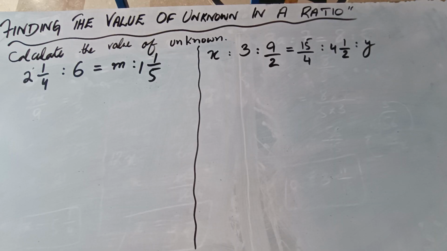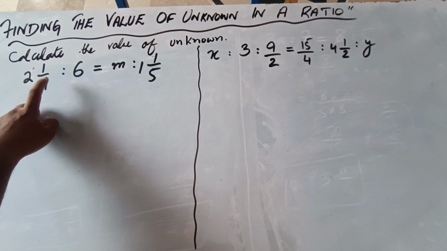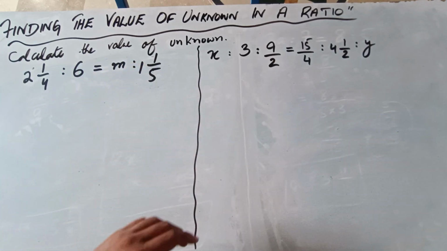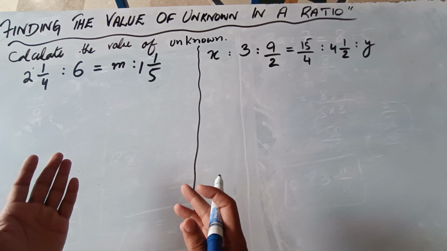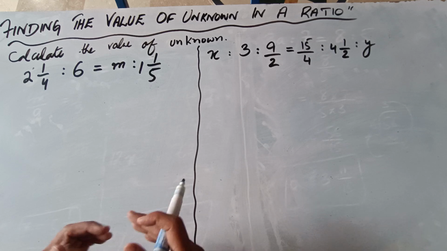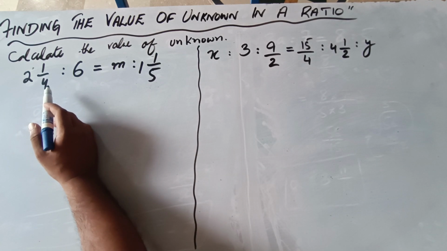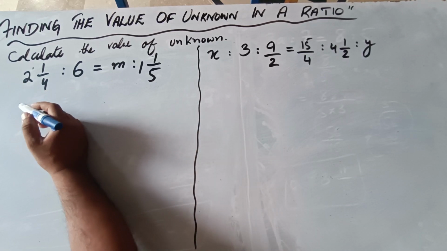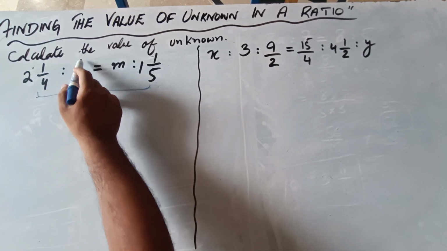Now let's look at this question in which 2 whole 1 upon 4 ratio 6 is equal to m ratio 1 whole 1 by 5. In this type of question, the question is exactly the same as the previous one, only the values are in fractions. So how do we deal with these types of values? Again, if you want to apply the product of mean is equal to the product of extreme, both formulas would be applicable. So let's apply the product of extreme is equal to the product of mean.